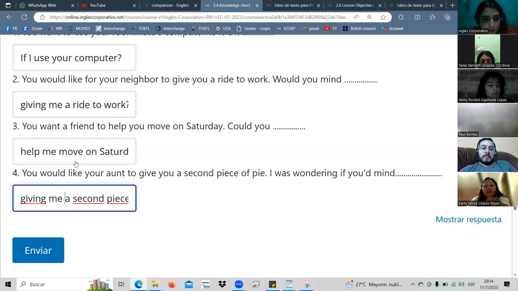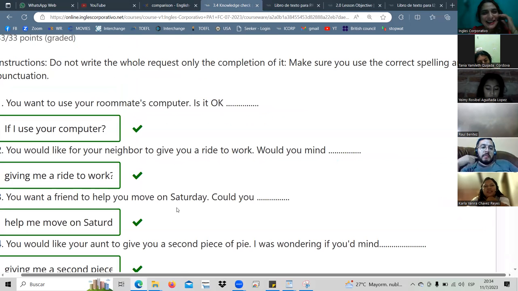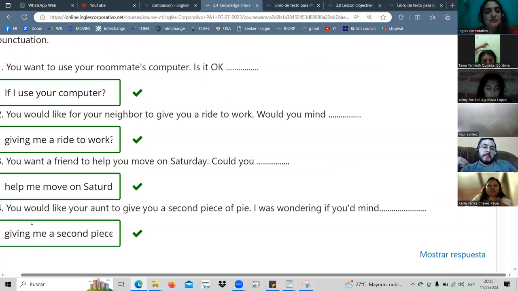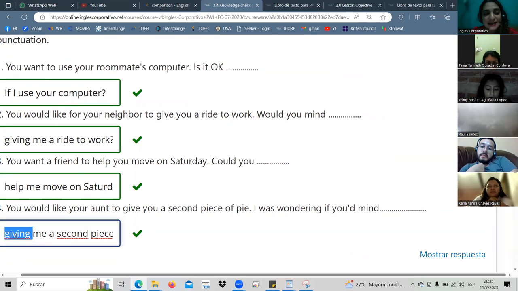I was wondering if you would mind. You would like your aunt to give you. My aunt is going to give me the piece. Yes. So I asked my aunt: Hey, aunt, I was wondering if you would mind giving me a second piece of pie. Correct. That's it, guys. So just make sure in this case, if you're talking about mind, this expression is always followed by the -ing.